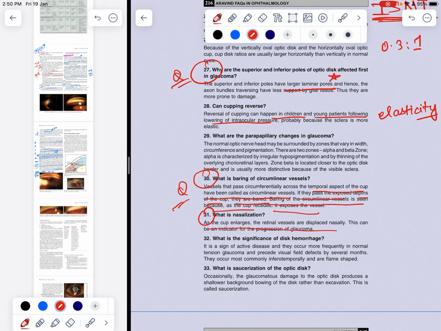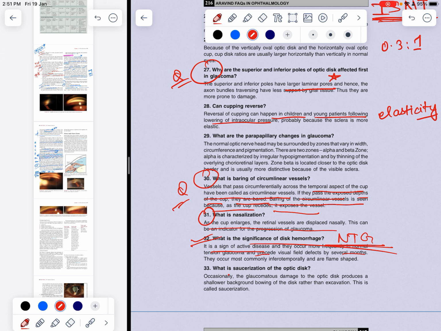What is the significance of disc hemorrhage? N number of times I have answered these in the last 1.5 hours. If there is disc hemorrhage, think of normal tension glaucoma. It is a sign of active disease and they occur more in normal tension glaucoma. By now you should have got it by heart.